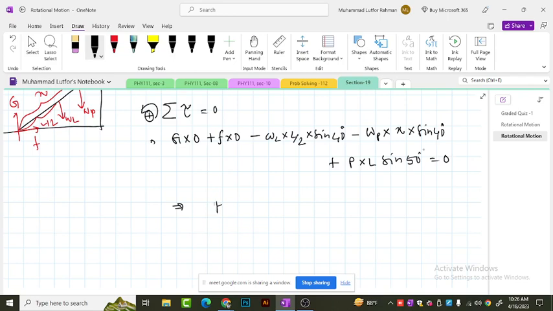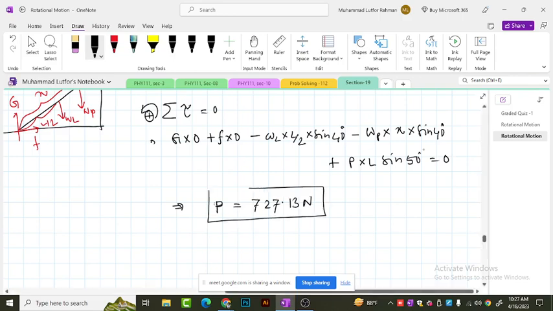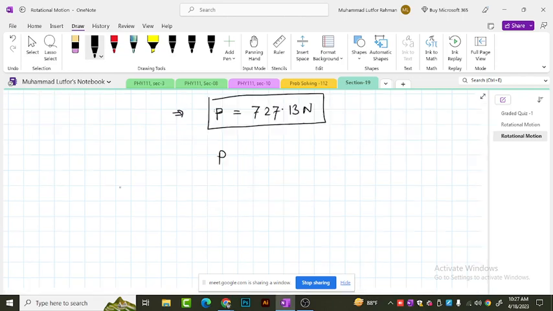I just jump over here because the P should be 727.13 Newton. This is the value of P. If I know the P, then I will be able to find out also the F, because P is equal to F. So F would be 727.13 Newton. So this would be the answer of this question.